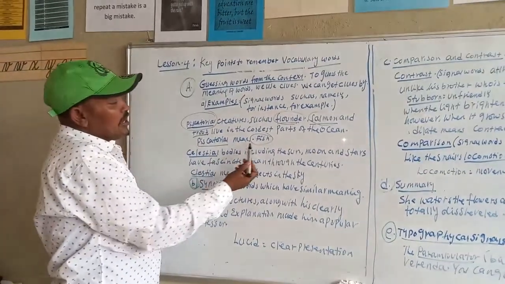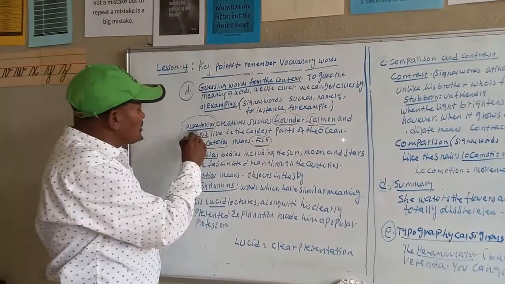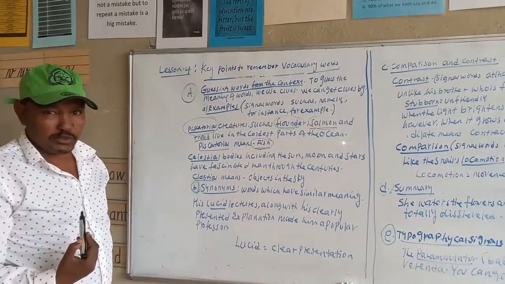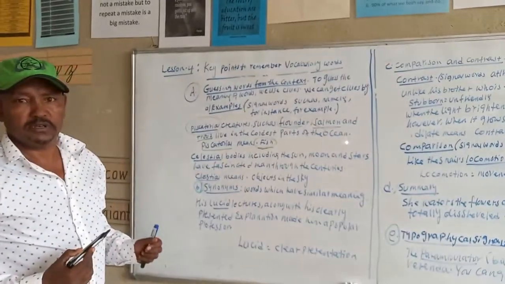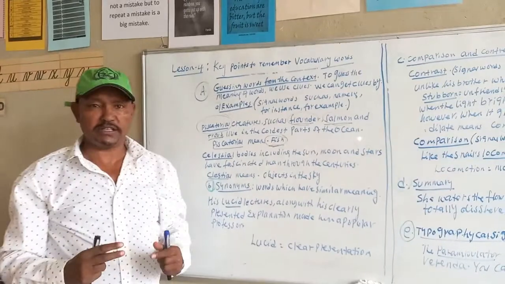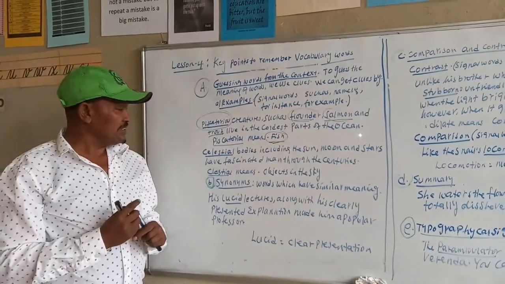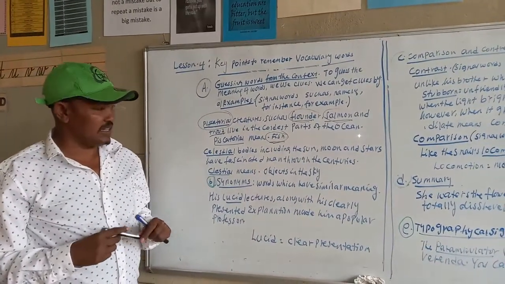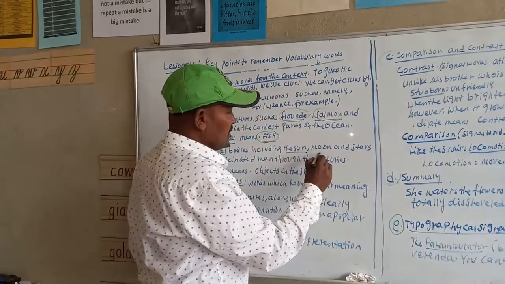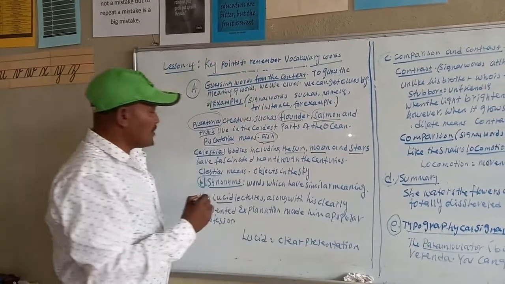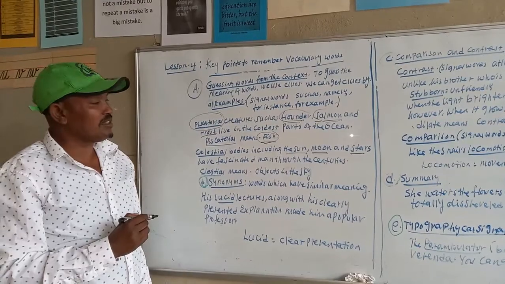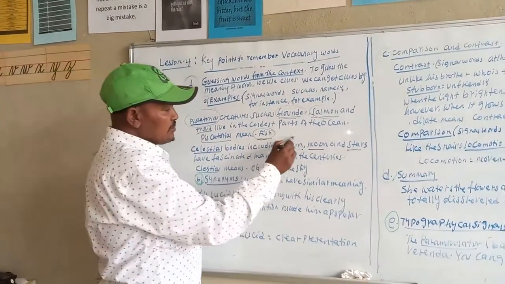Piscatorial is an unusual and difficult word, but we can simply treat it because there is a strategy in our mind. And the second example: celestial bodies, including the sun, moon and stars, have fascinated man through the centuries. So there are examples here.